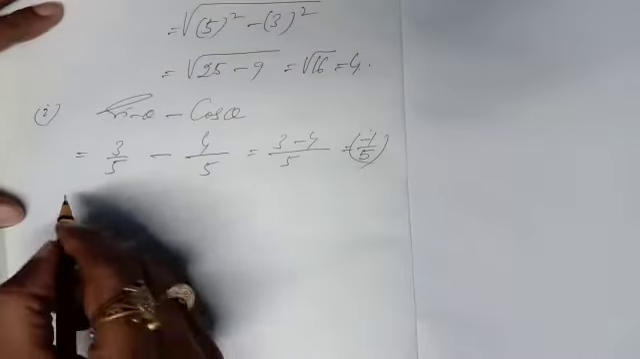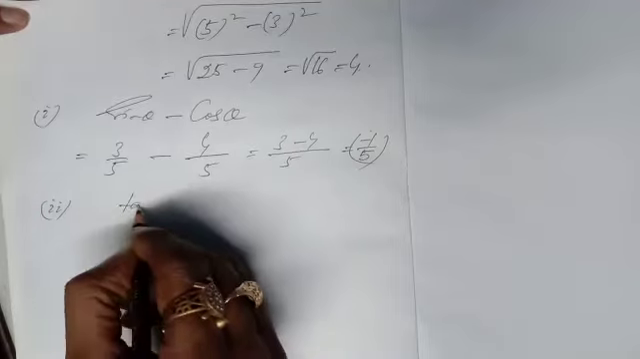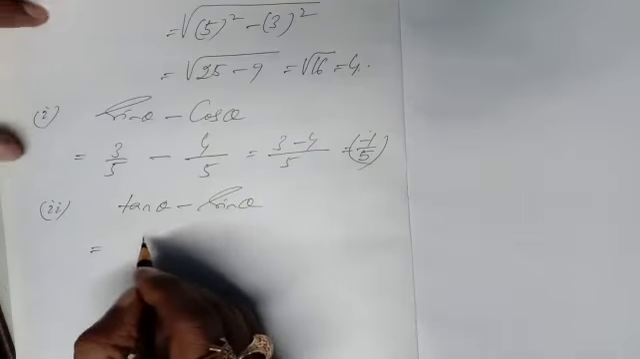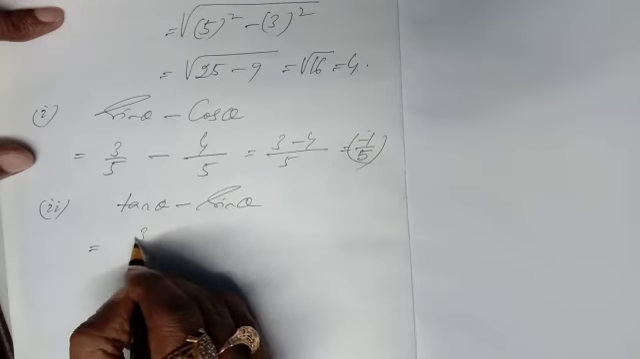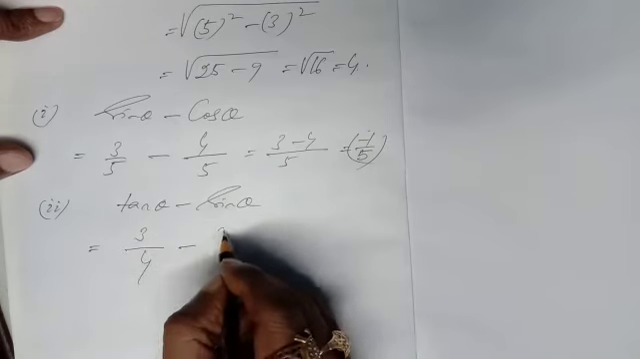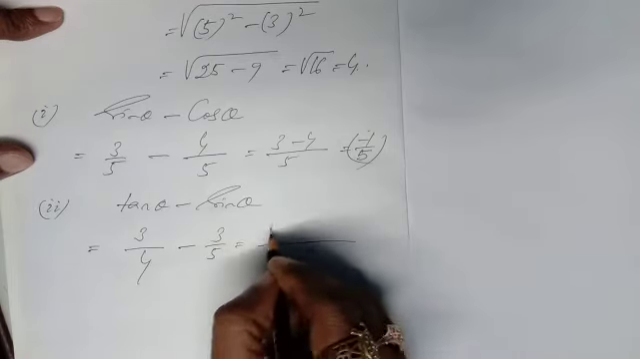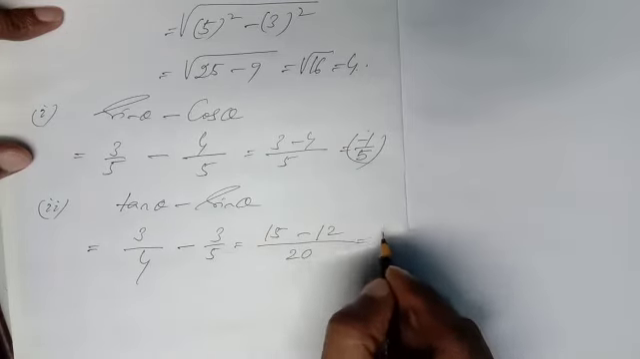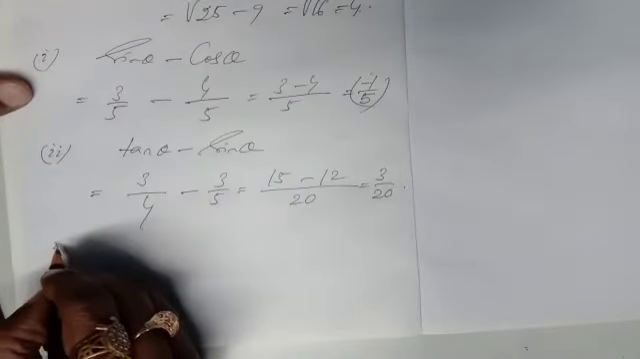Next go to the second part. The second part question is giving tan theta minus sin theta. What is the formula for tan theta? That is P by B, P means perpendicular. It is given 3. P by B is here 4, and sin theta is 3 by 5. Now take LCM. 4, 5 LCM 20. This is 15 minus 12. How much you are getting? 15 minus 12 is 3. 3 by 20.